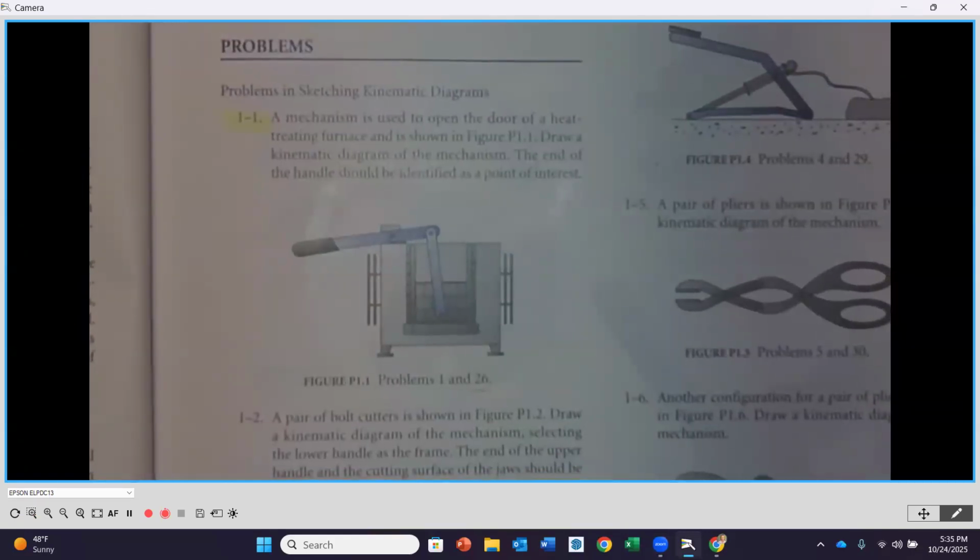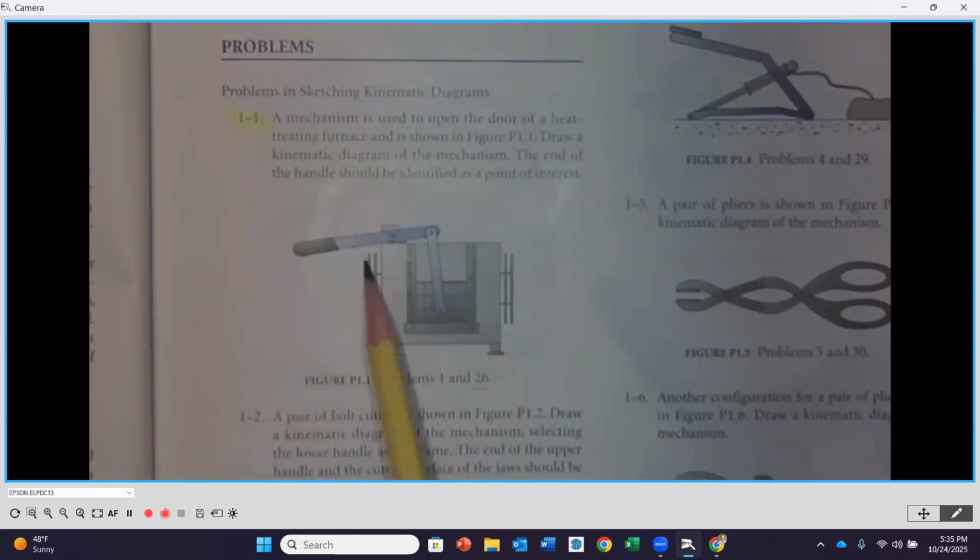And the first problem here says that we have a mechanism where we open the door on a heat treat furnace, okay, as shown right here. They want us to draw the kinematic diagram, and then they're telling us the end of the handle needs to be a point of interest. So that's this over here. So this is our handle.